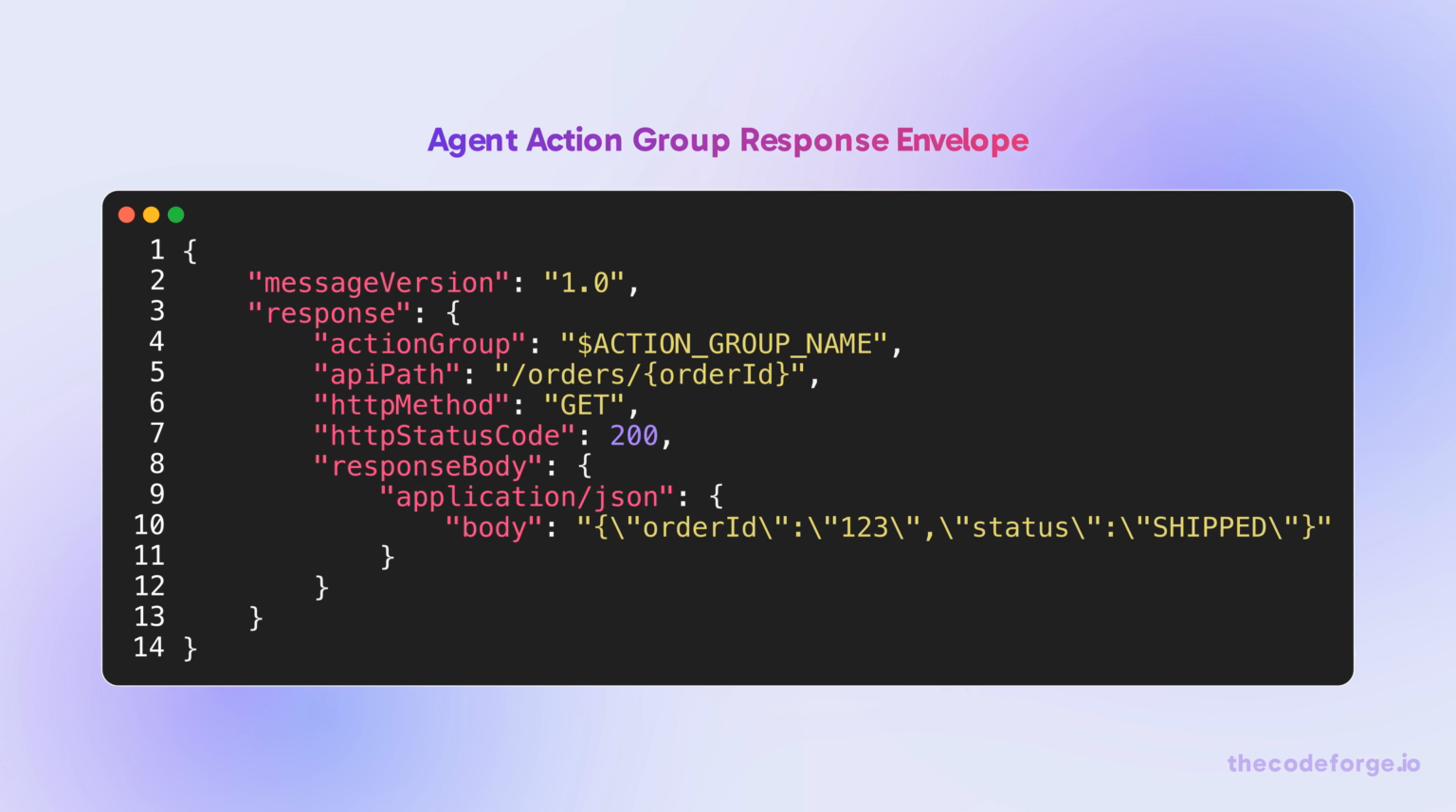The article mentions the rigid response envelope for Bedrock agents, but doesn't show the exact structure. Here's a minimal valid response that the agent expects. Missing any of these fields causes the agent to silently hallucinate an answer instead of using your Lambda's result.